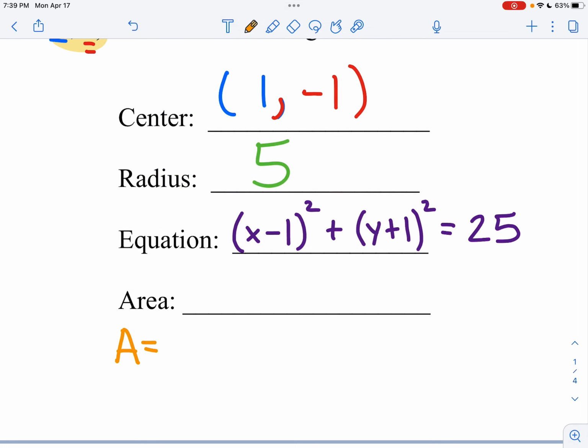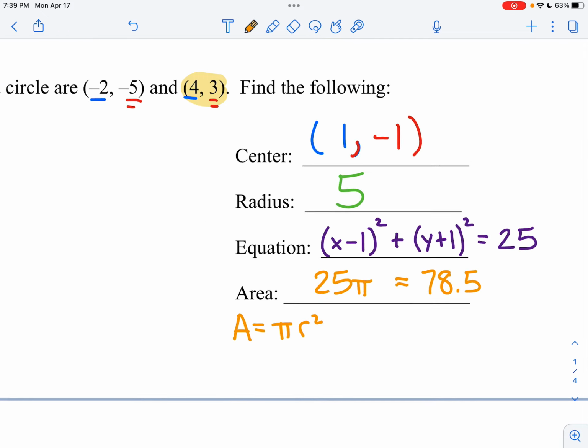And we know the area of the circle is pi times radius squared. And so 5 squared is 25, so 25 pi. And if you felt like doing a decimal, I don't know why you'd want to spend time pressing buttons on the calculator, but you could to get 78.5.